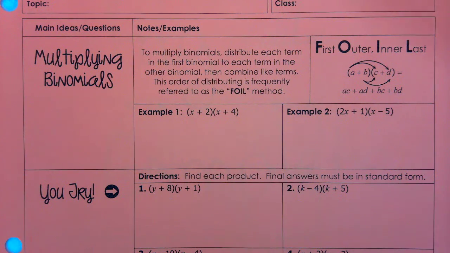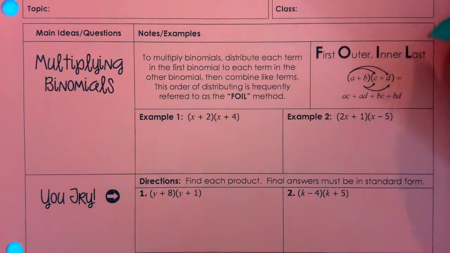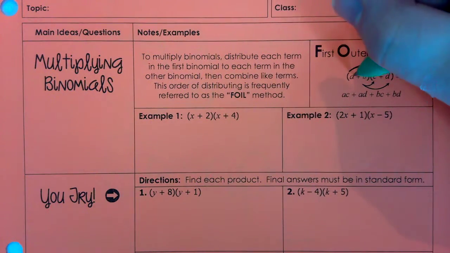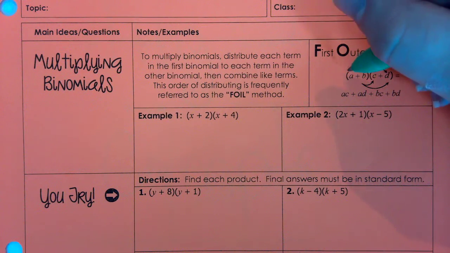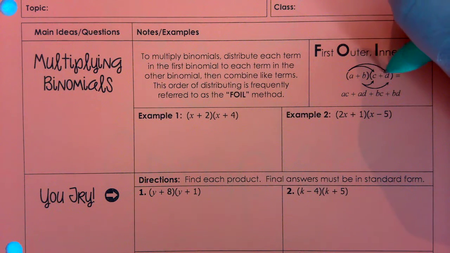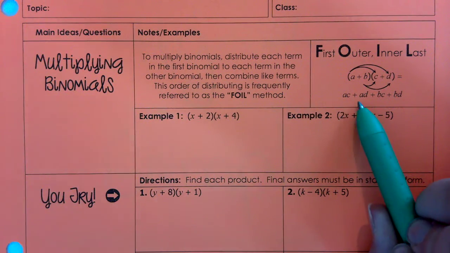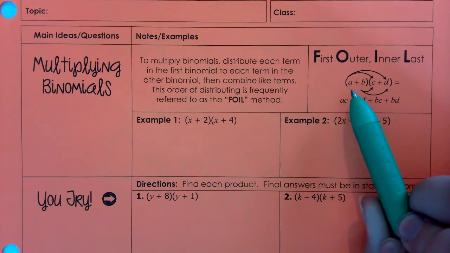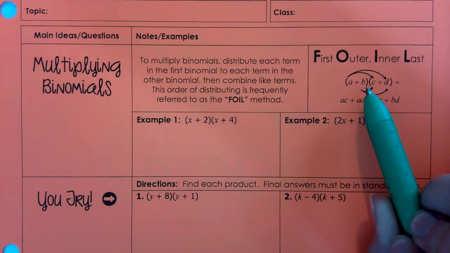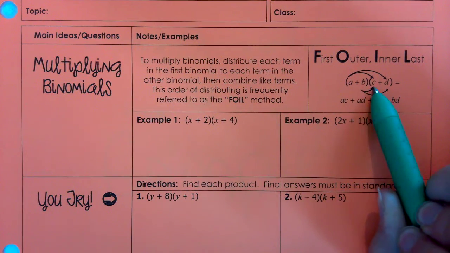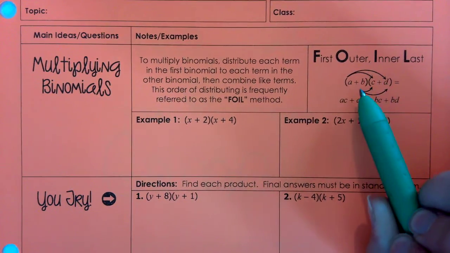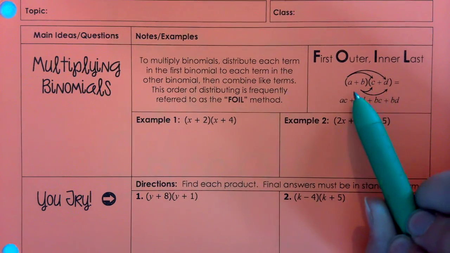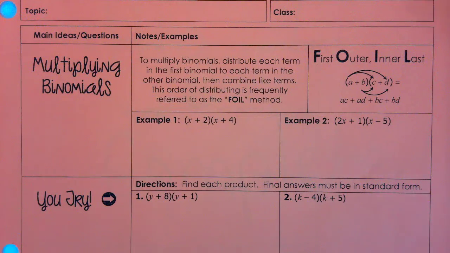So what we're going to do is it's called first, outer, inner, last. So what we do is we take the first term in my first binomial, so that's term A. We multiply it to term C, so that's the first, and then we multiply it to the outer, which is D. So we get AC plus AD. Then we're going to multiply the second term, which is our outer term technically, and we multiply it to our inner term and then our last. It makes more sense kind of as we're going through it.